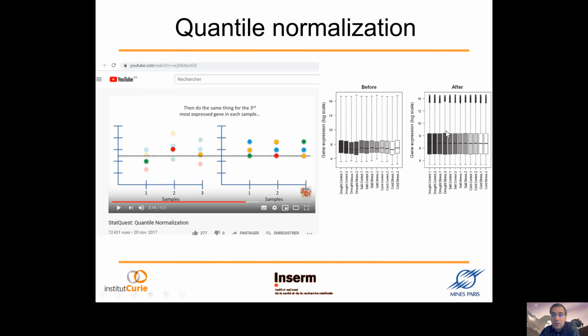quantile normalization is one way to achieve this. Here, for example, is the same data set transformed after the application of quantile normalization. I'm not going to explain how quantile normalization works. If you want, you can watch this YouTube video to learn what this approach is.